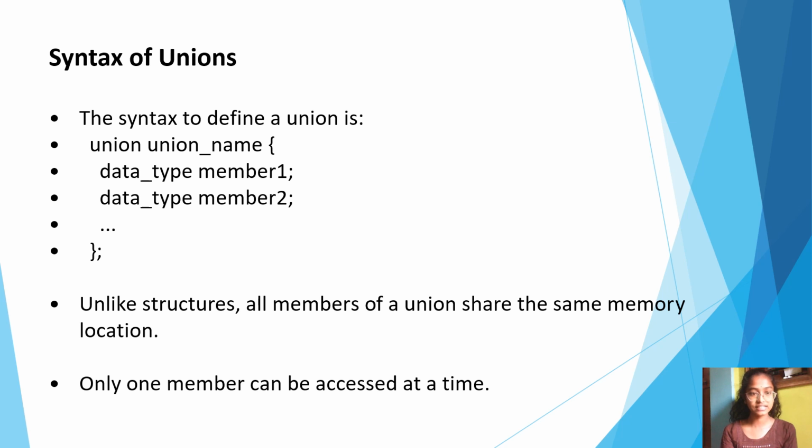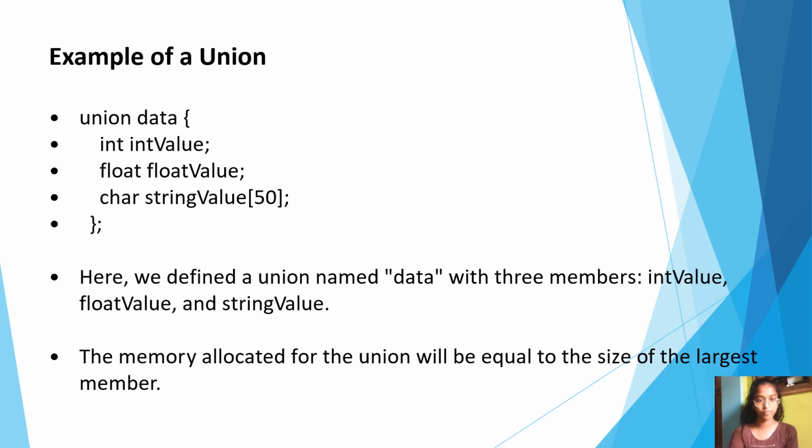And next, let us see the syntax of union. The syntax to define a union is: union name, open curly bracket, data type member 1, data type member 2, semicolon, and so on, data type member n, and close curly bracket and semicolon. Unlike structures, all members of the union share the same memory location. Only one member can be accessed at a time.